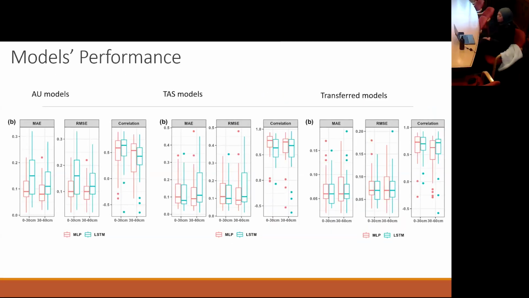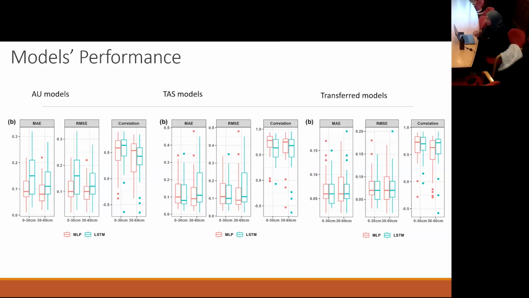And this is the model performance. We compared the Australia models, Tasmania models, and transfer models. It's a bit of a not-comparable plot, I know, because I have it in different scales. Sorry for that. If you have a look at a specific range, for example, the Australian model, the error value is actually higher compared to the other models, and the correlation value is also lower compared to the others. That means the Australian model performs the worst compared to the other models.